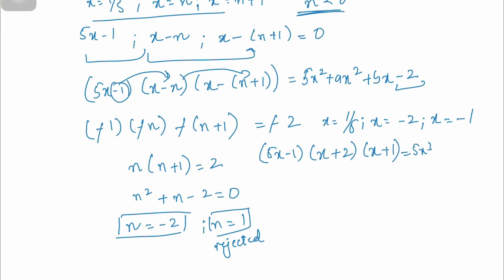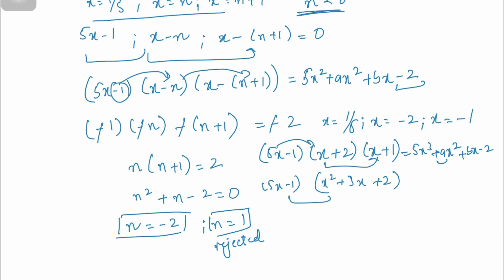Then we can compare it simply, plus bx minus 2. Our ax squared would be simply 5x into x squared. We can multiply these two to get x squared plus 2x, plus x would be 3x, and 2 multiplied by 1 is 2. Then we can multiply 5x minus 1 and compare it.